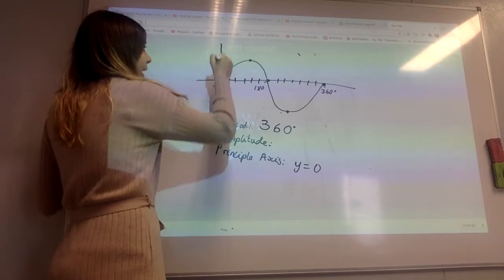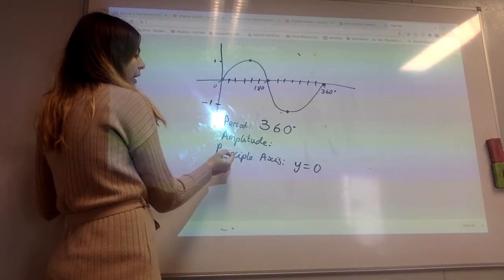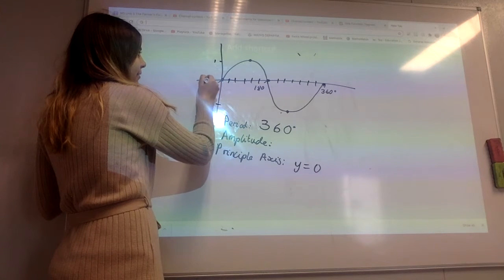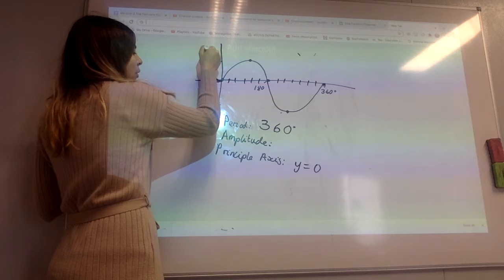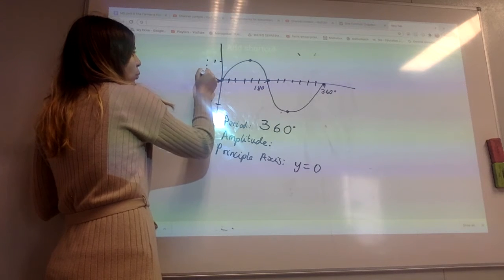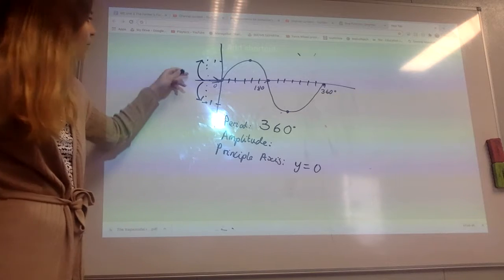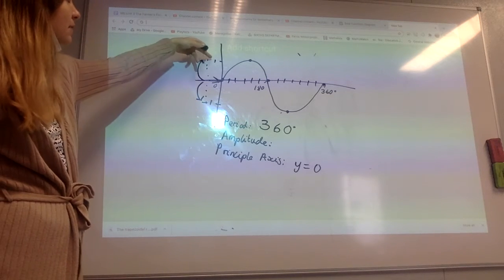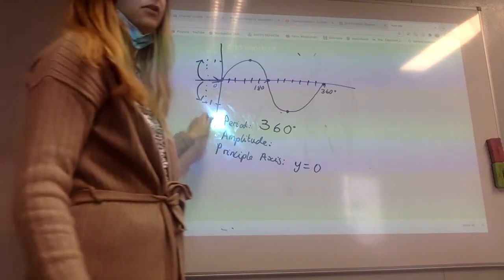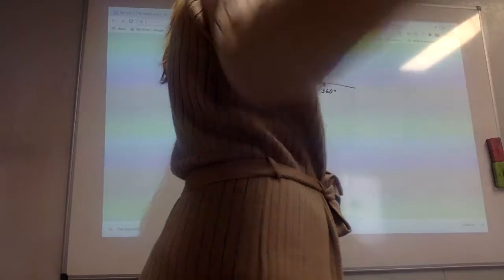Last but not least is our amplitude. The amplitude is how far it goes from the principal axis, which happens to be the x-axis, to the maximum or the minimum. So we need to work out either this jump or this jump. Can we put in the chat what you think the amplitude is going to be? If this number is 1 and this number is -1, what is the amplitude? Put in the chat now, please.